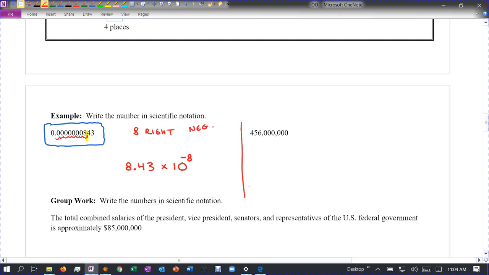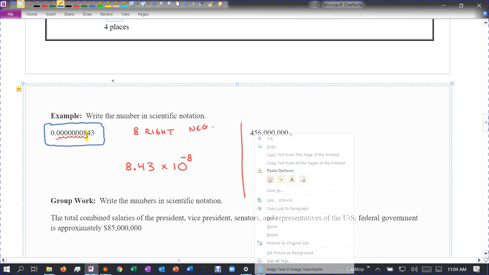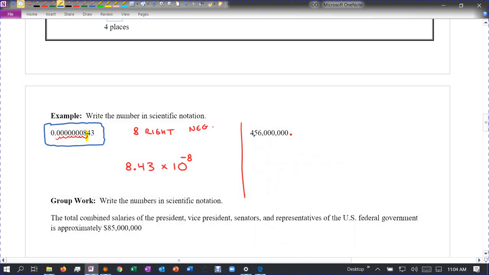Okay, let's try the next one. So here, our decimal point is right here behind the 0, and we want to try and move it to right there behind the 4. So we're going to move our decimal point 1, 2, 3, 4, 5, 6, 7, 8. We're going to go 8 left, and left will mean positive for us. So we're going to write the number 4.56, we're going to get rid of all the zeros, times 10, and then we moved it 8 places to the left, so we're just going to put positive 8 up there.